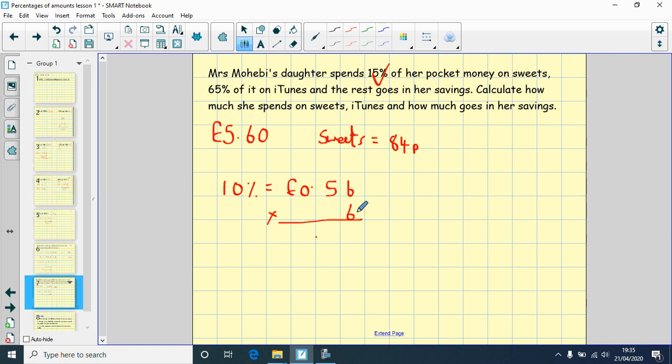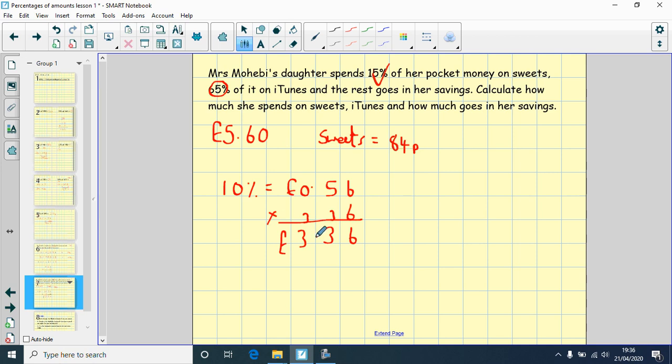Decimal point in. 6 times 6 is 36. 6 till 3 to add up. 6 times 5 is 30, add 3 is 33. 3 there, 3 there. 6 times nothing is nothing, add 3 is 3. That's not the answer yet though, because that's 60%, and she actually spends 65% of it on iTunes.